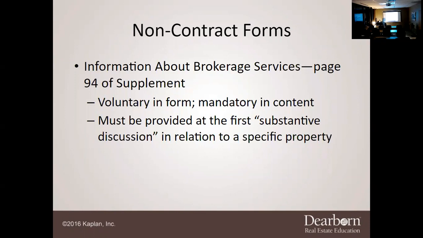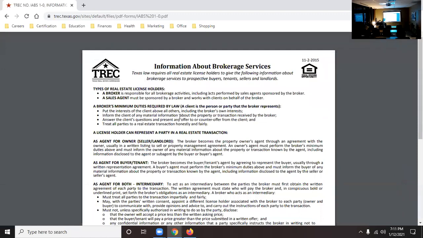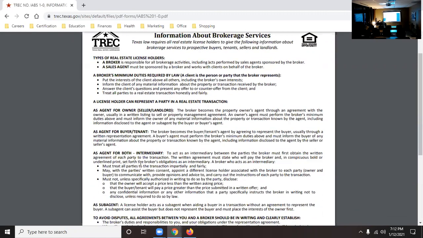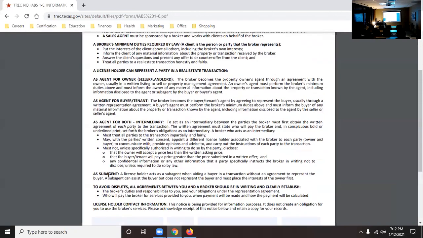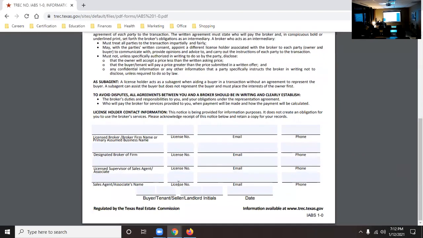So here is an example, real quick. Let me pull one over. This is an IABS form, okay? It basically lists what types of license holders there are, what is the minimum duties that a broker must do. A license holder can represent a party in a real estate transaction for seller or landlord, buyer or tenant, agent for both, as a sub-agent, how to avoid disputes, and the licensee contact information, which is right here.